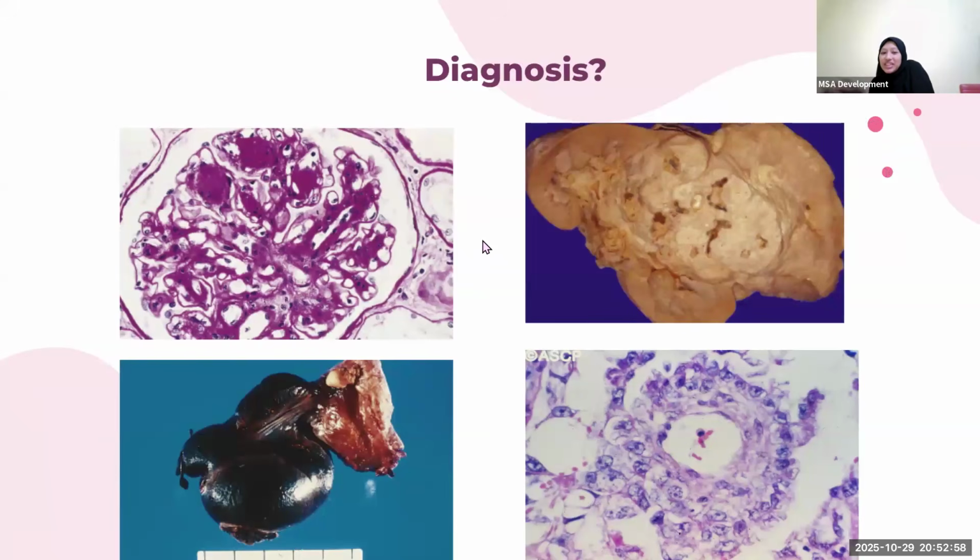What is your diagnosis based on these pictures? This one is showing, it's all in the notes, pink nodular structures, so Kimmelstiel-Wilson nodules for diabetic nephropathy, specific.